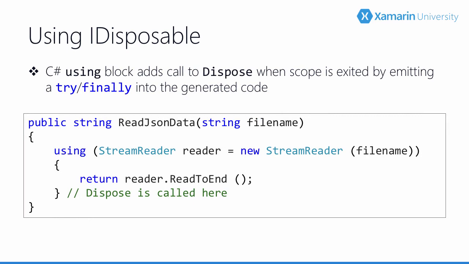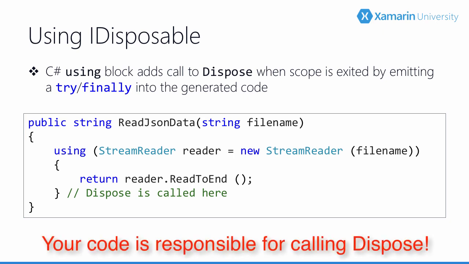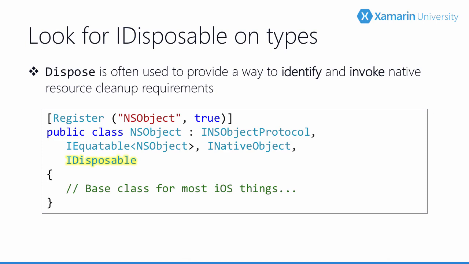The key takeaway here is that it's your code that has to call Dispose, regardless of whether you do it in a finally block or whether you use a using construct or whether you just call the method. It has to be some piece of user code that actually invokes this method. The runtime does not call Dispose for you. The GC does not call Dispose for you. It's your responsibility.